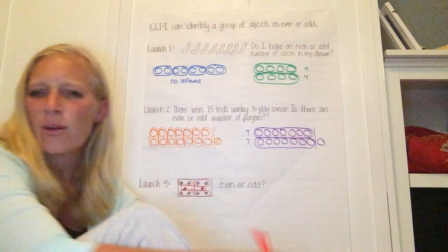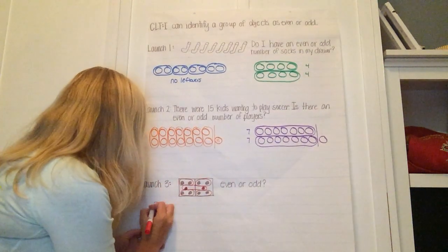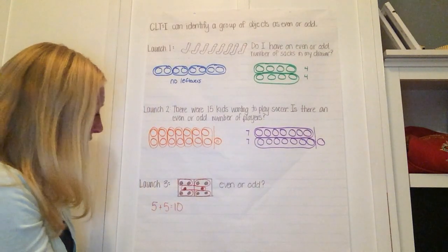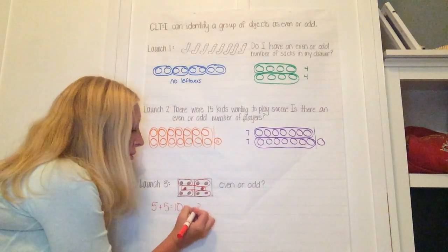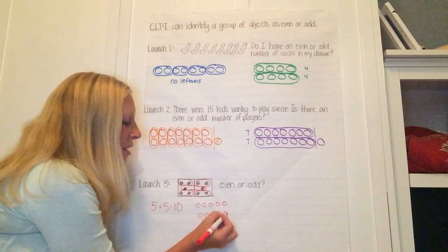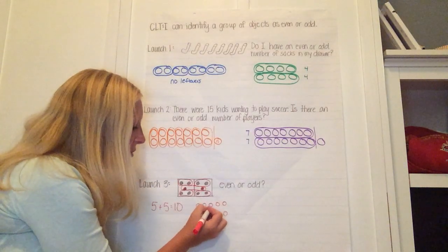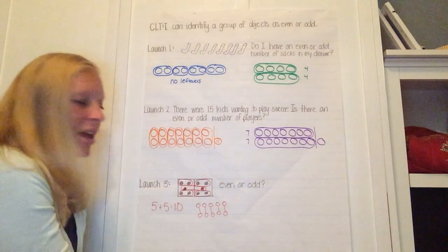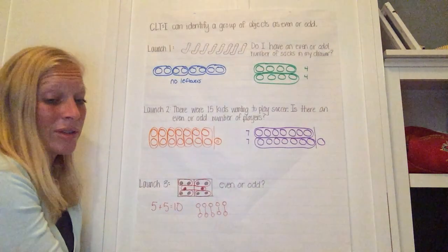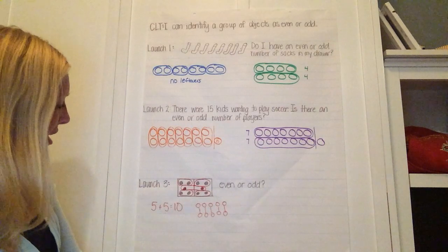Did anybody see that a different way? Oh, so somebody says, I know that 5 and 5 makes 10. And you kind of laid it out. 1, 2, 3, 4, 5, 6, 7, 8, 9, 10. If we were to stretch those dots out, what do you notice? They all have a partner, don't they? Any leftovers? No leftovers. 8 is even. 15 is odd.